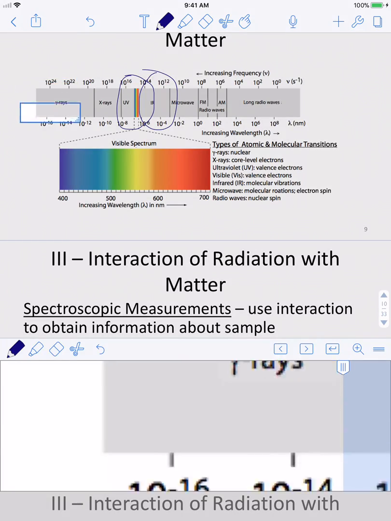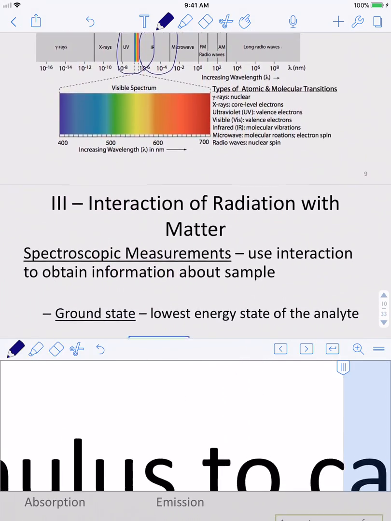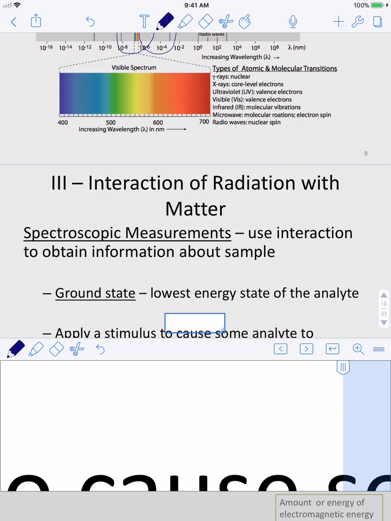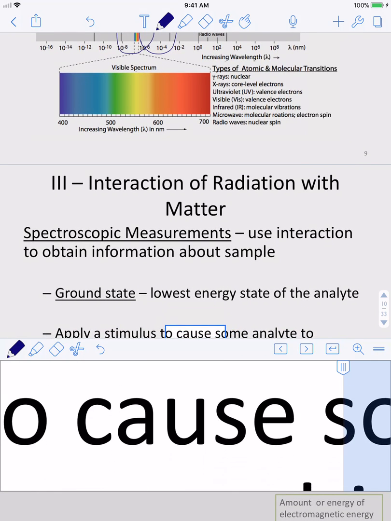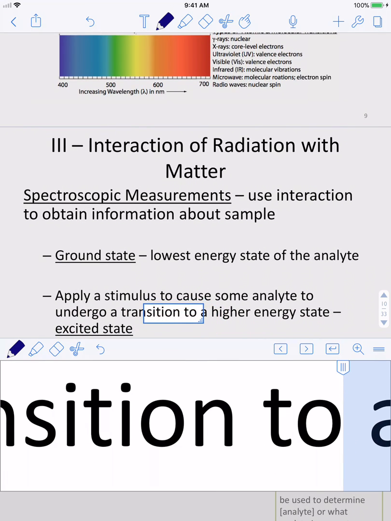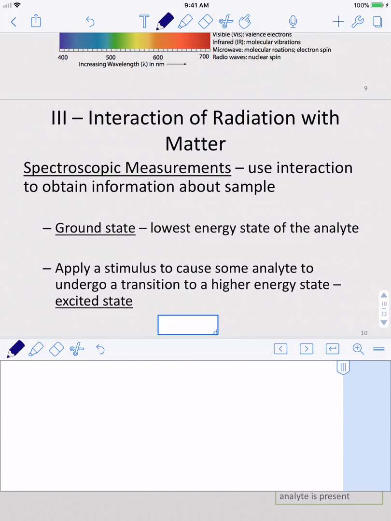All right, so in spectroscopic measurements, we're going to use some kind of interaction with light to obtain some information about the sample. And so for us, typically we produce something that's in the ground state, so it's the lowest energy state of that analyte. And we're going to apply some kind of stimulus to the analyte to undergo a transition to a higher energy state, or to get to what we call an excited state.